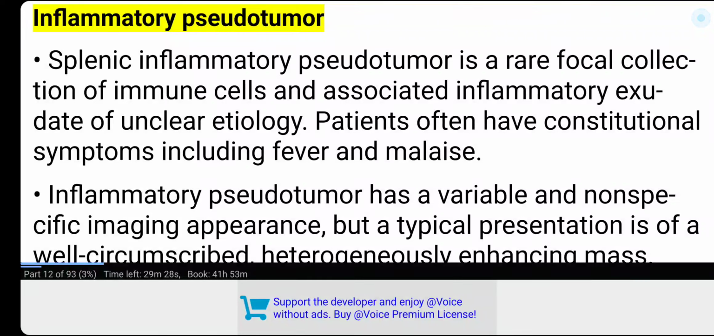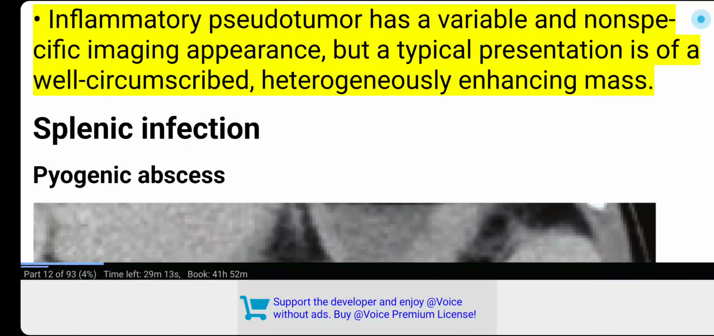Inflammatory pseudotumor. Splenic inflammatory pseudotumor is a rare focal collection of immune cells and associated inflammatory exudate of unclear etiology. Patients often have constitutional symptoms including fever and malaise. Inflammatory pseudotumor has a variable and nonspecific imaging appearance, but a typical presentation is of a well-circumscribed, heterogeneously enhancing mass.